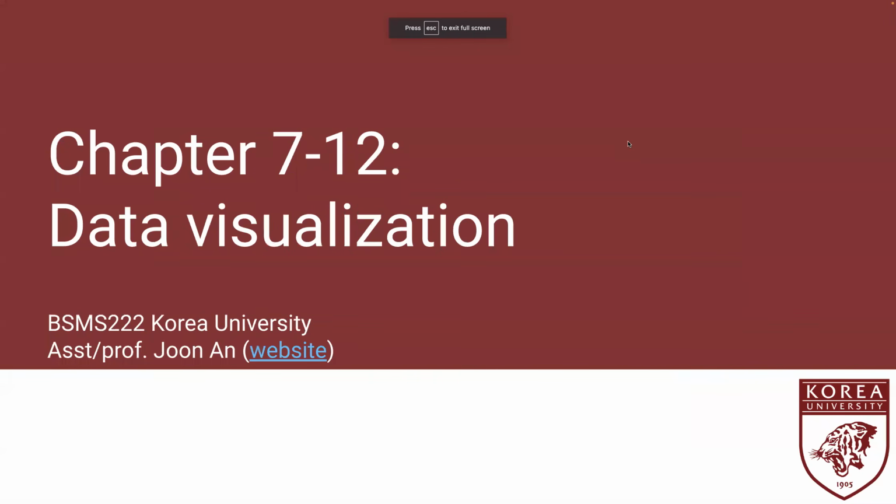Okay, let's start the ggplot and data visualization. From these chapters, we're going to cover how we explore the data and how we think about the values and numbers we get from the experiment and our data set. The entire chapters from chapter 7 to 12, we're going to devote to learning data visualization.